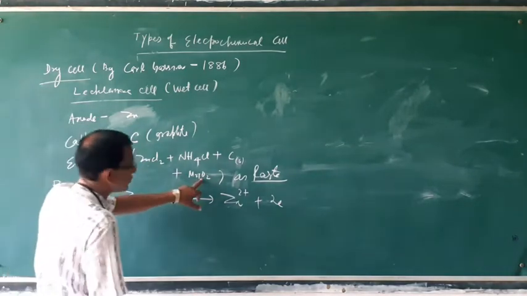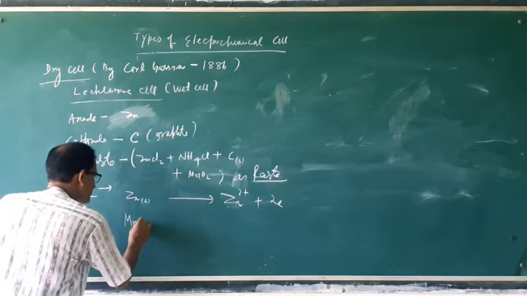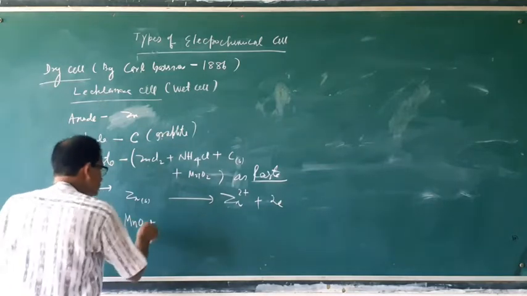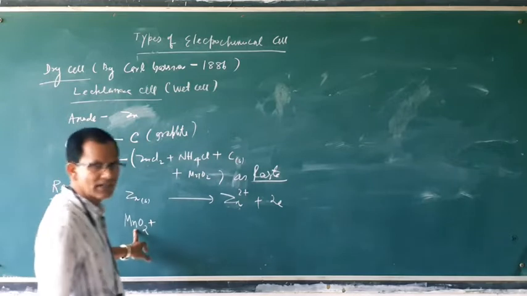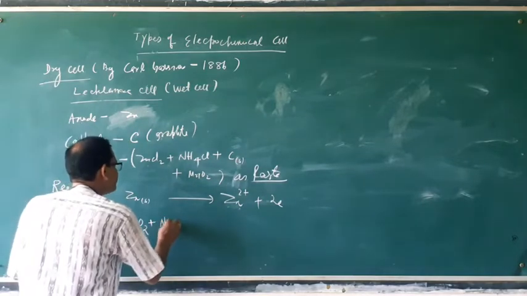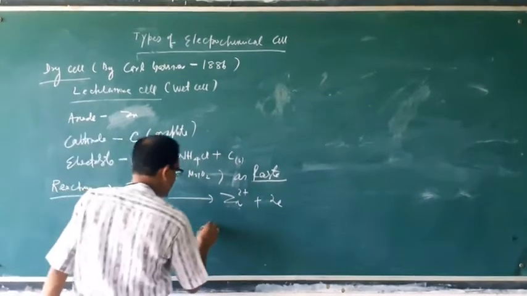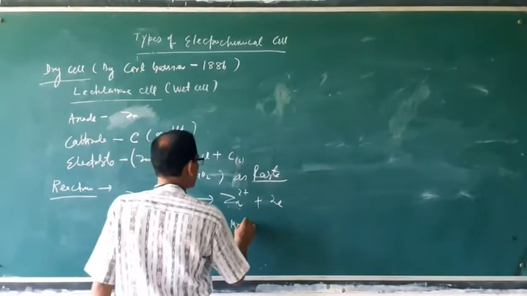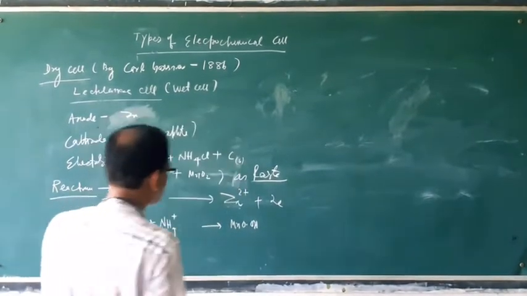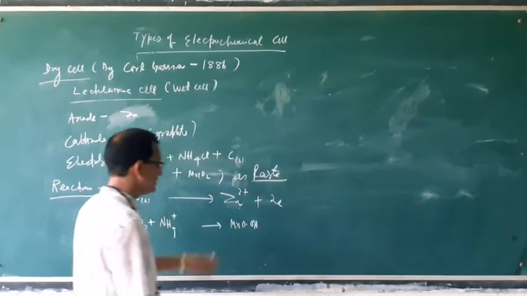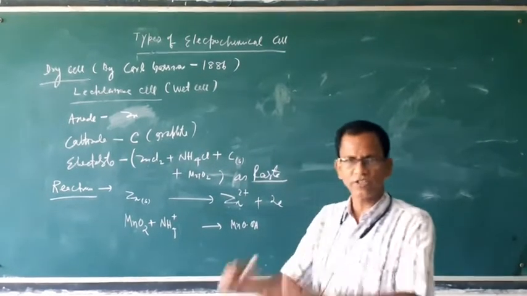And the manganese oxide attached to the graphite rod gets reduced. Zinc is oxidized, the other is reduced. Here which part is reduced? Manganese dioxide is reduced in the presence of ammonium ion. That's why ammonium salt is used. In the presence of ammonium ion, it is converted to the oxide and hydroxide forms of manganese. That means it exists in the form of manganese oxide and manganese hydroxide, both in combination.